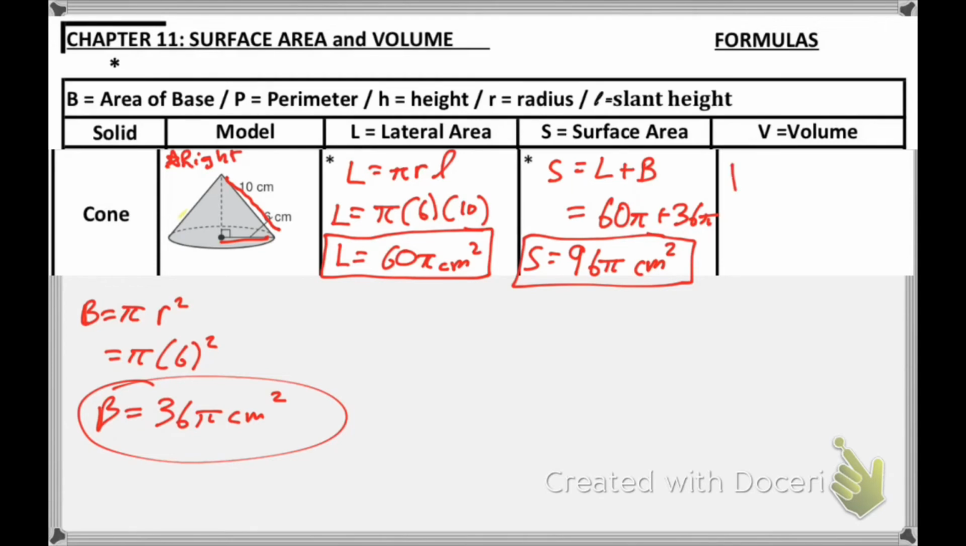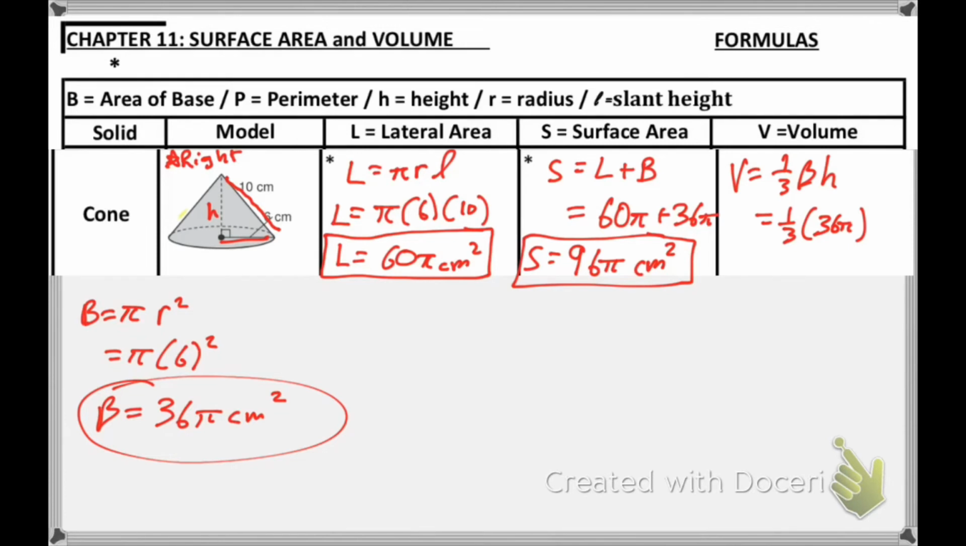Now let's look at the volume. The volume is equal to 1/3 area of the base times the height. So we get 1/3 of 36 pi times the height, which is what?